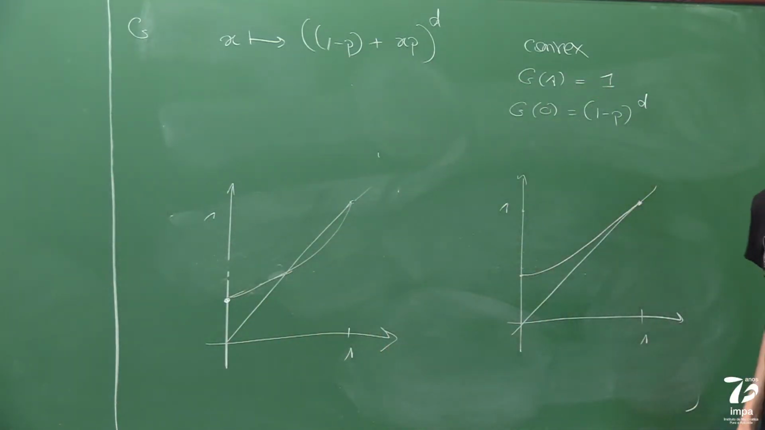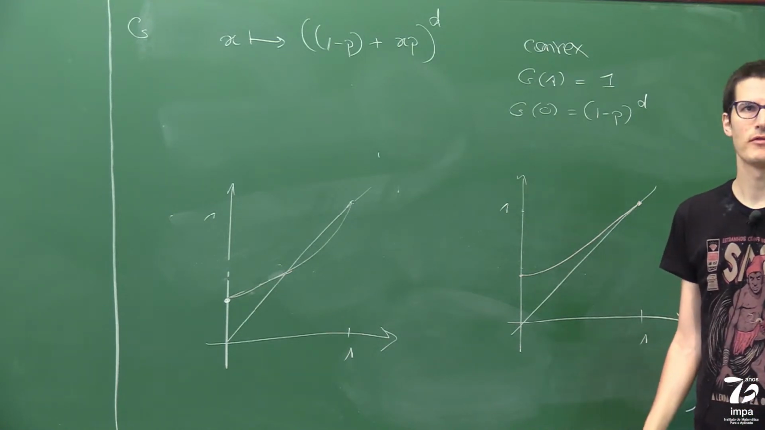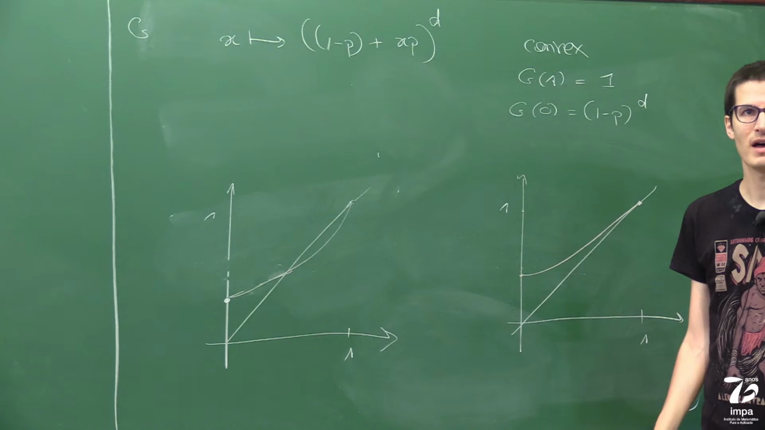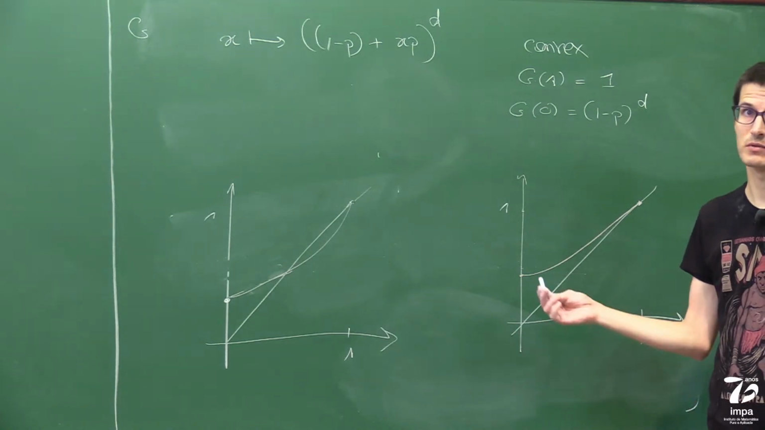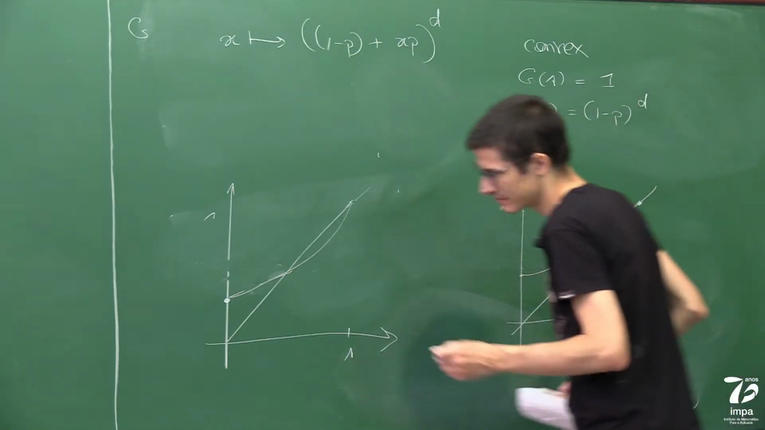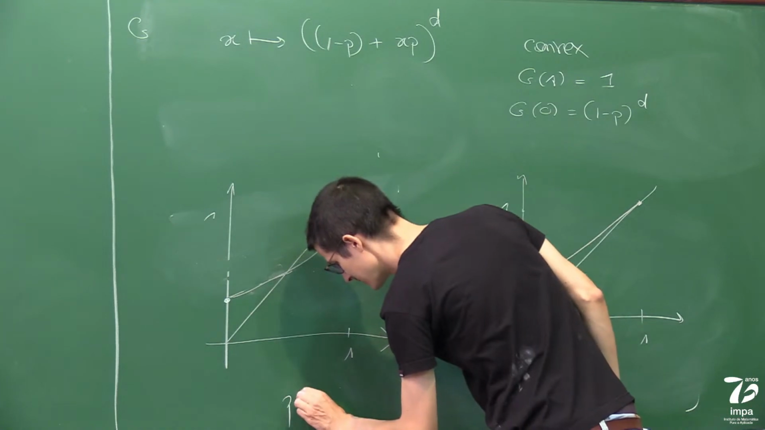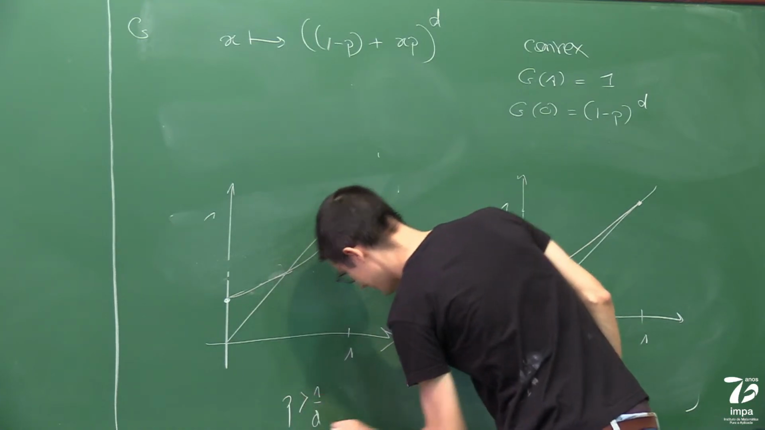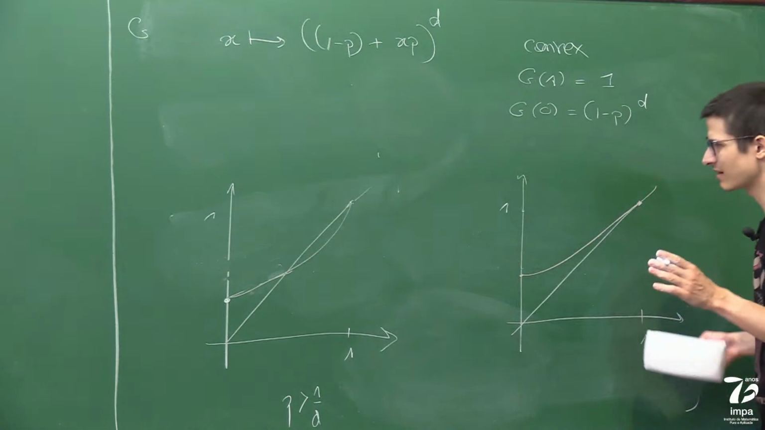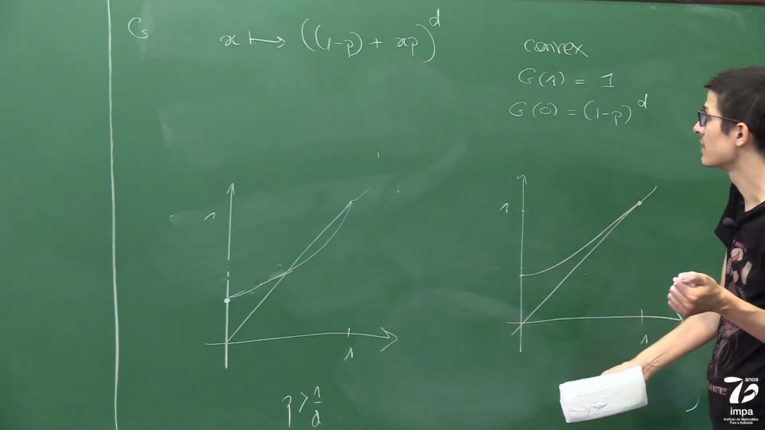But I know that when P is larger than 1 over D, alpha is not equal to 1. I know that theta is not equal to 0. So basically, this tells me that when P is larger than 1 over D, I am in this situation, but maybe I should have another argument to tell you that this is the case.